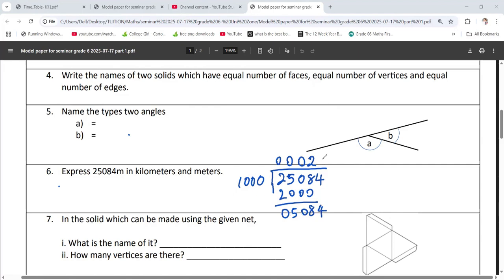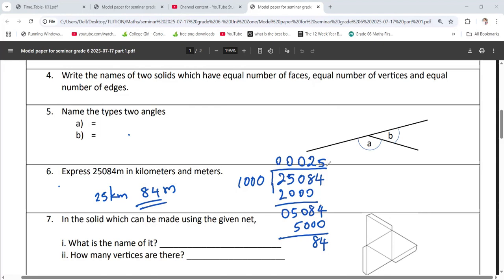5,084, you have 5,000. 1,000 into 5 is 5,000. Then when you subtract this, you get 84 here. So you can write this is equal to 25 kilometers, 84 meters, right?